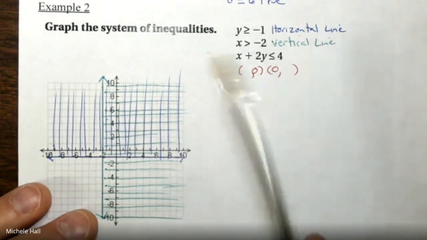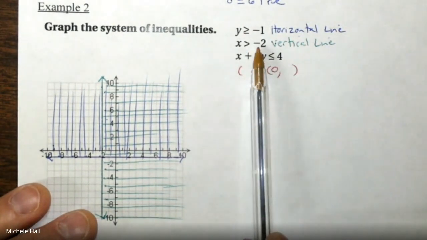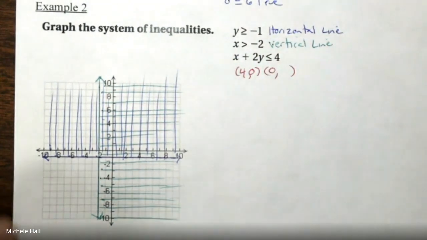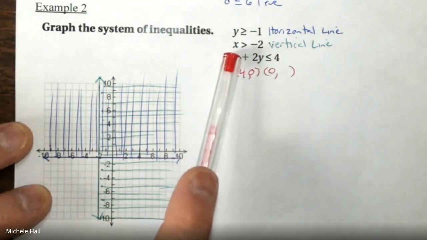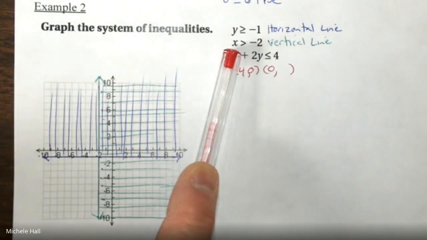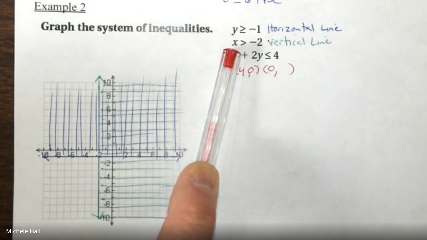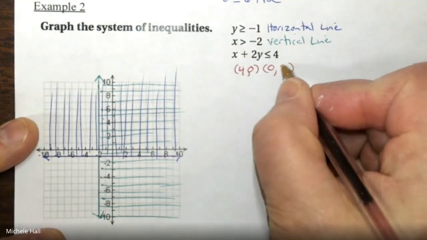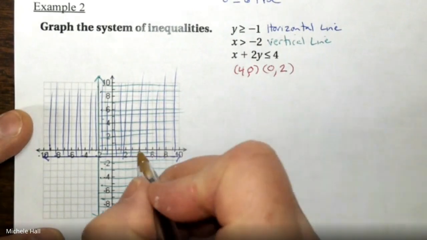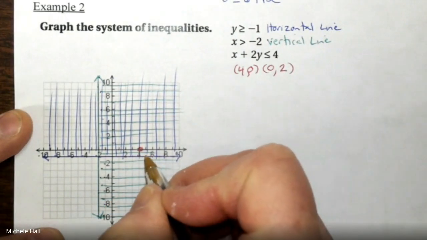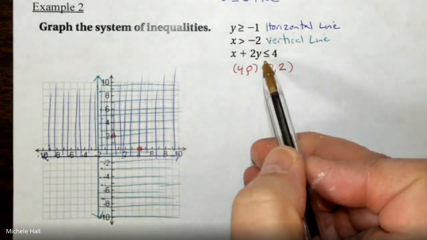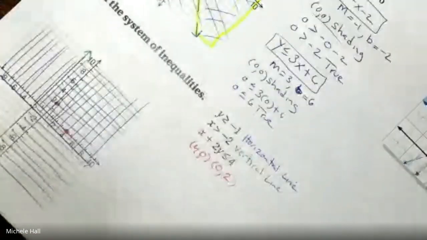When y is 0, we get a statement that says x equals 4. And when x is 0, we get a statement that says 2y is less than or equal to 4. When I solve for y and I divide by 2, we get that y equals 2. I'm going to plot these points at (4, 0), (0, 2). And it does say less than or equal to. I'm going to make a solid line.